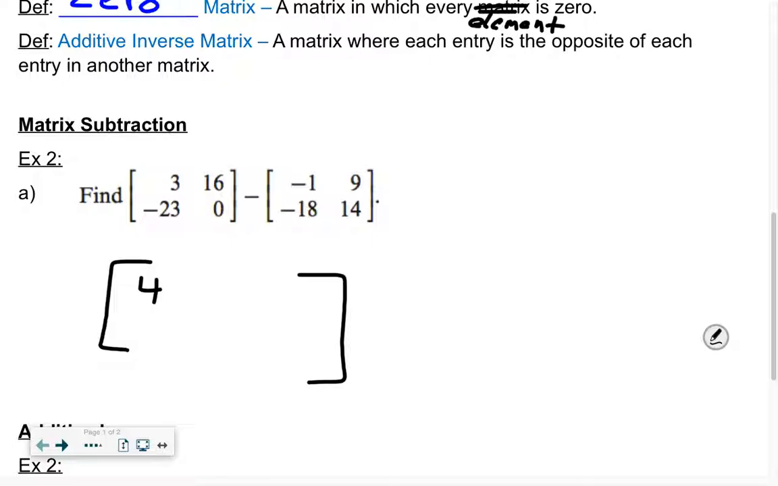Next element, add the 7 in the bottom left-hand corner, -5. Bottom right, should come up with -14.